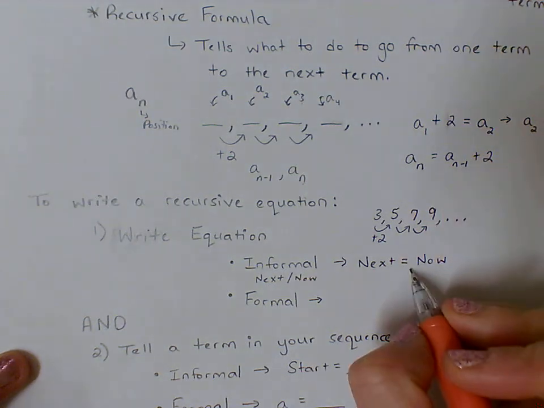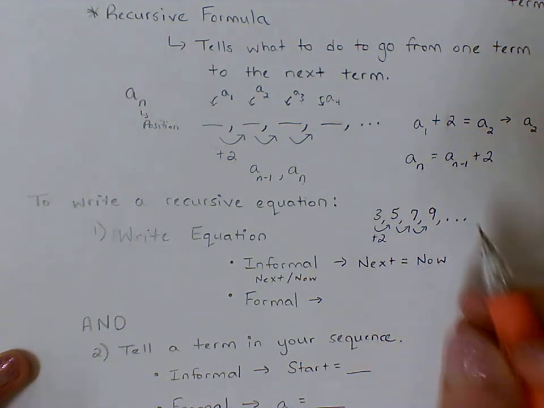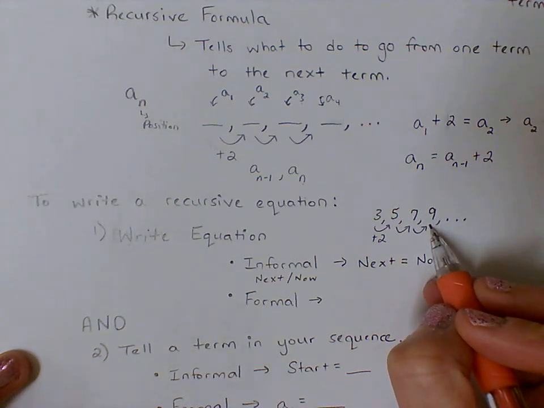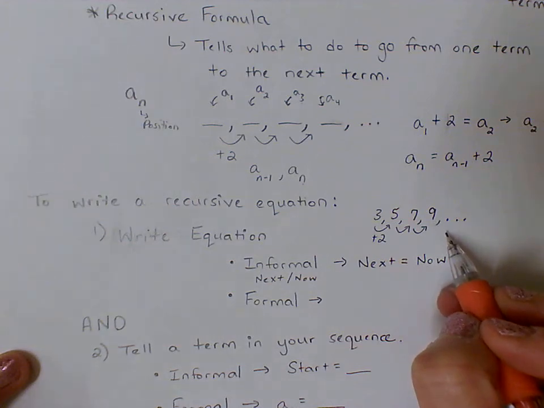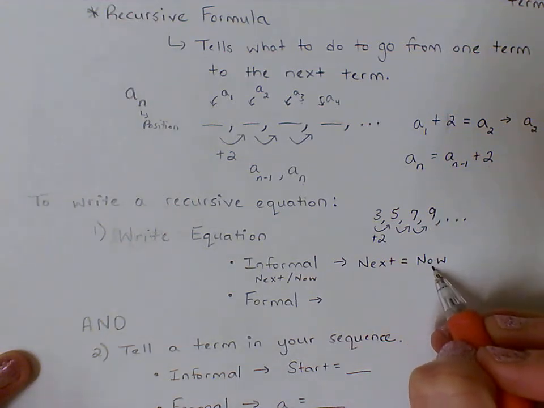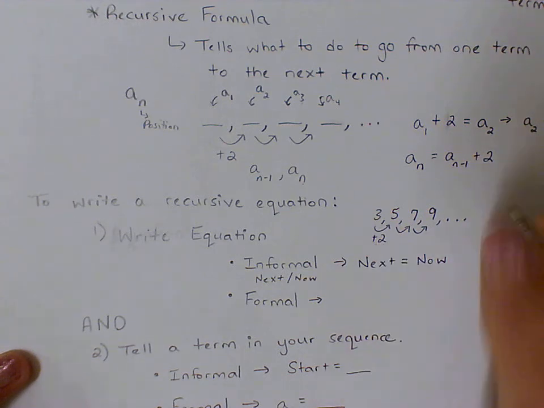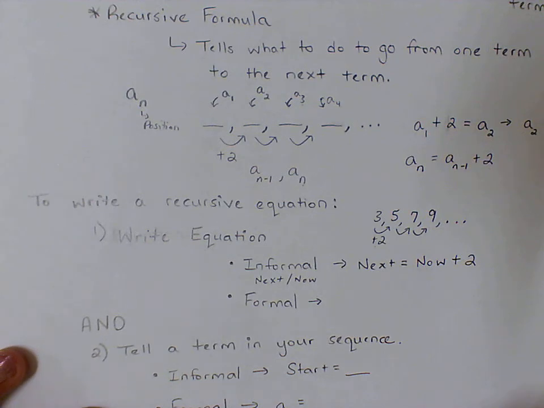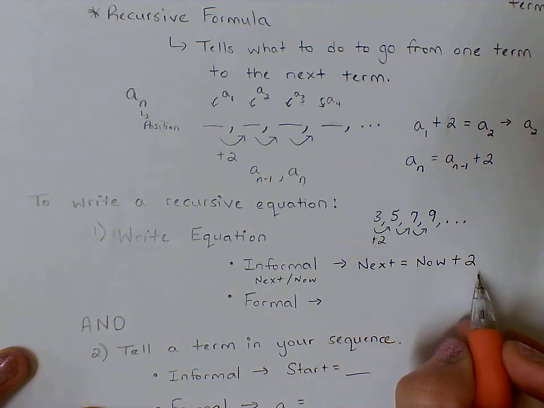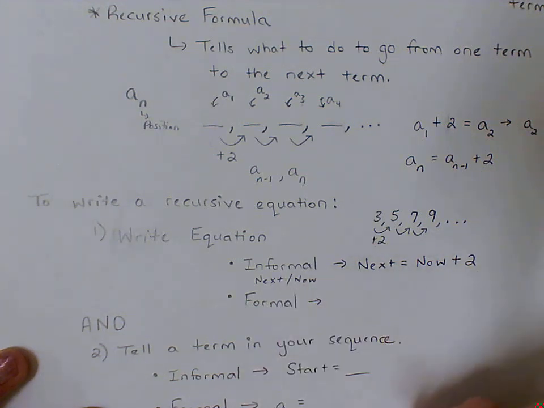This part is representing where you are. If I'm trying to find the next term, I would technically be right here at the 9, and I'm asking myself, what do I do to what I have now to get to the next term? Well, I have to add 2. So you take what you have now and add 2. That's the formula: to find the next term, I take what I have now and add 2, okay? So that's the informal way of writing it.